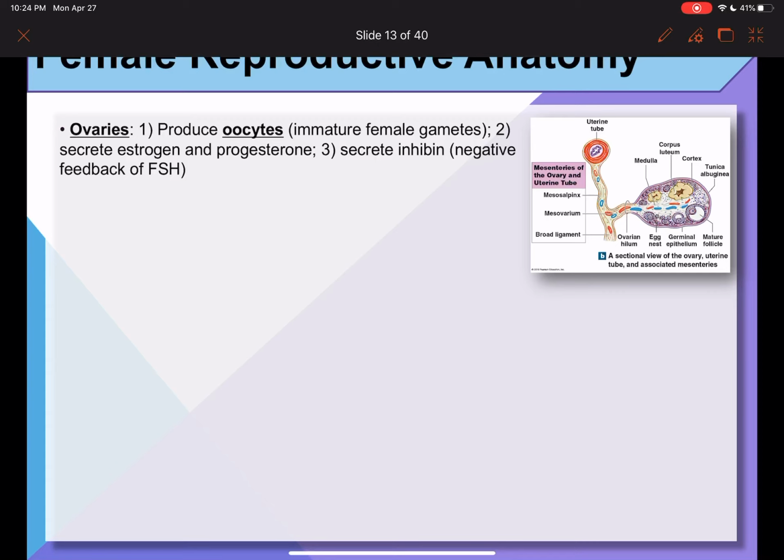For females, the ovaries are the gonads that produce oocytes, which refers to the still immature stage of female gametes. Ovaries also secrete hormones such as estrogen and progesterone, along with inhibin as a negative feedback of FSH.